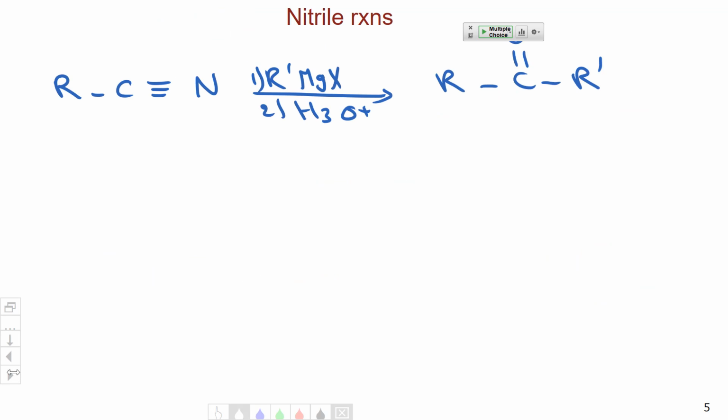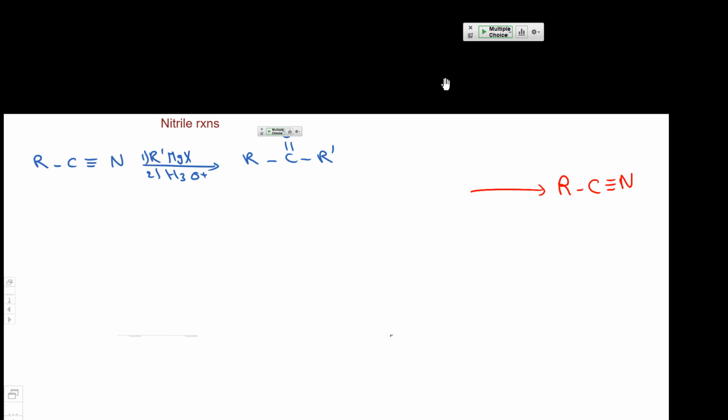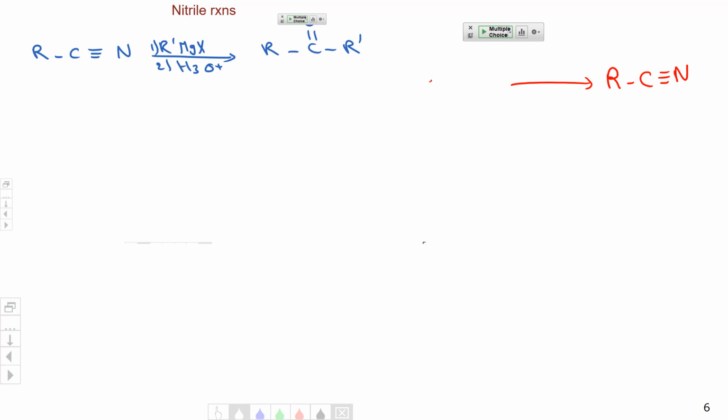Now, let's discuss the reactions of nitriles. But before that, let's do a quick review from yesterday's lecture. How to prepare a nitrile? How can I get to this? What is the only method we learned to prepare that? Where should I start from? We usually start with an alkyl halide, R-X.